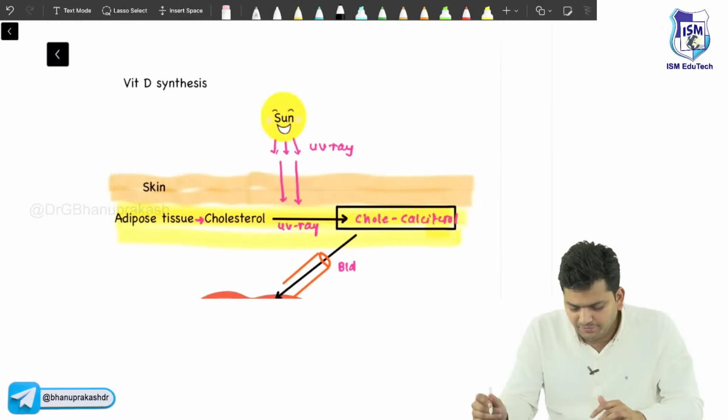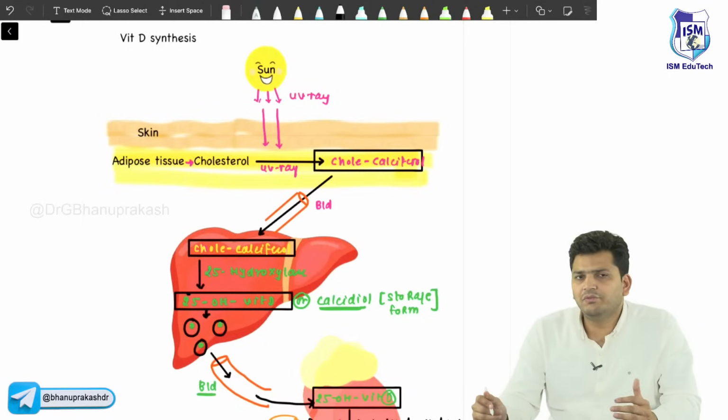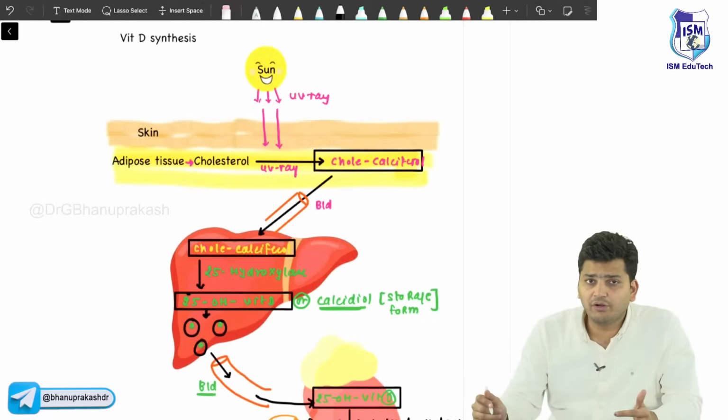Coming to the next vitamin, that is vitamin D. Vitamin D is one of the vitamins which we are synthesizing in the body. How?